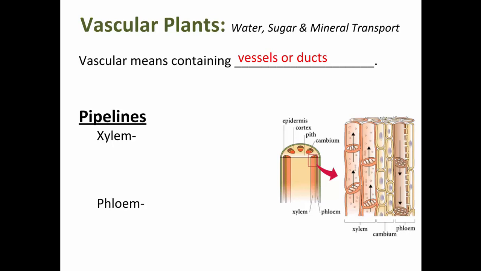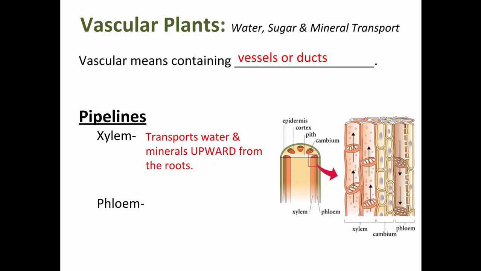If we look at this cross-section of the stem of a plant, this inner layer of these vascular bundles is called the xylem. The outer layer is called the phloem. The xylem is the vascular tissue that transports water and minerals, usually upward. Because how does a plant get water?